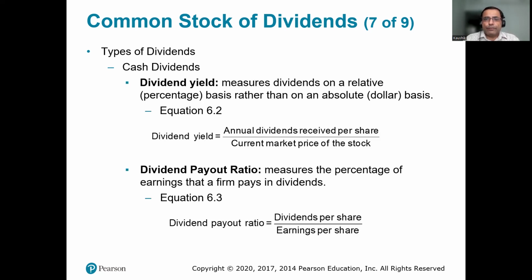So for cash dividend, we look at the concept of dividend yield. Dividend yield is the annual dividend per share divided by the current market price. And dividend payout ratio is the percentage of earnings which is paid in dividends. That is dividends per share divided by earnings per share.